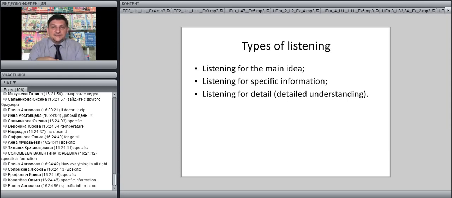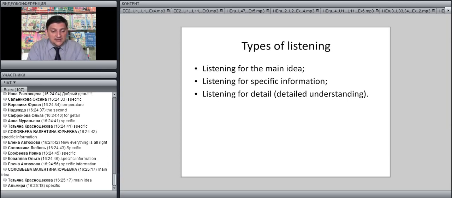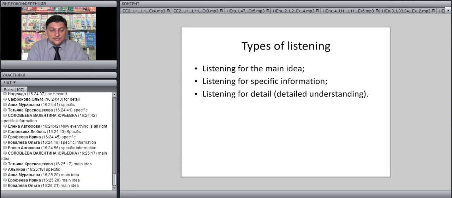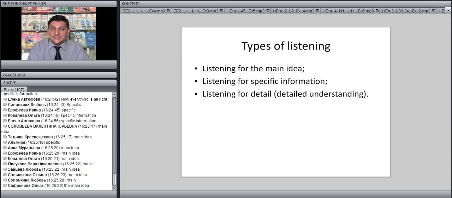When you're flipping through TV channels, when I say flip, I mean you switch on to one TV channel, then you switch on to the next one, to the next one, and to the next one. What type of listening will that be? You are flipping through the TV channels to decide which channel to watch. Yes, main idea. You don't need to find out any specific information. You don't need to hear who said what. All you need to understand is whether there's something interesting on this channel or whether there's nothing interesting.